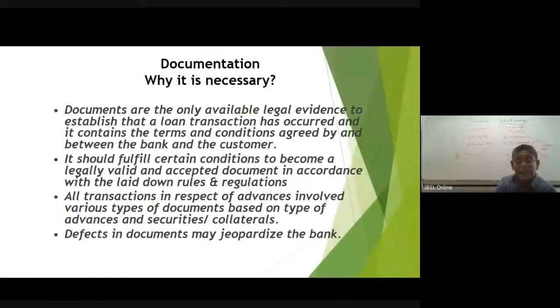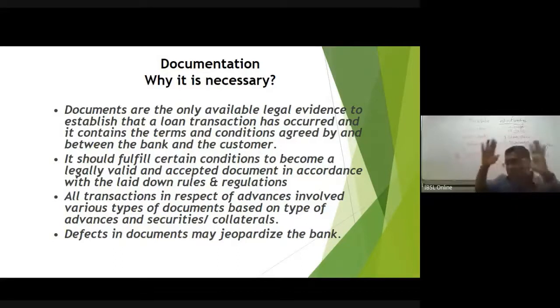And remember, defects in documents may jeopardize the bank, because loan is the important thing. If you give the customer a loan, what does it mean? It is customers' deposits. It is not my home money, no, it is depositors' money that I'm giving as a loan. So we are responsible to depositors. So therefore, we have to ensure that we maintain proper documents. So that is why we need to have proper documentation when you are granting loans.